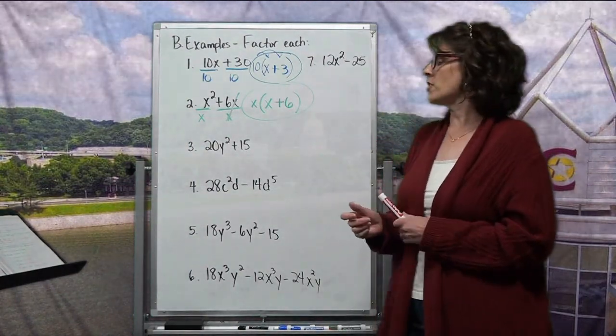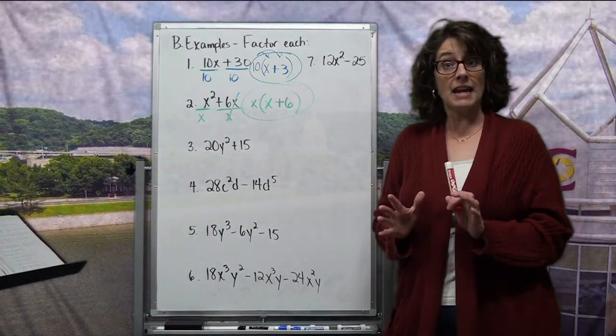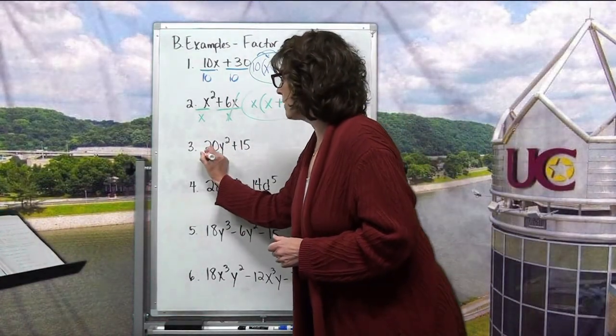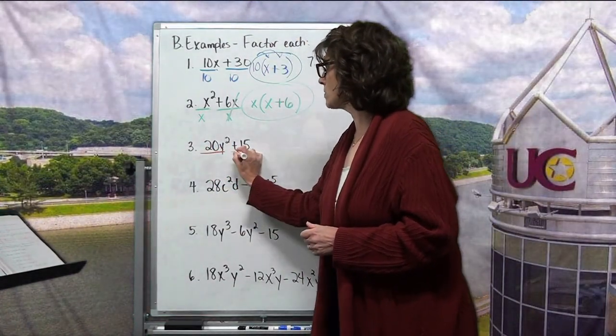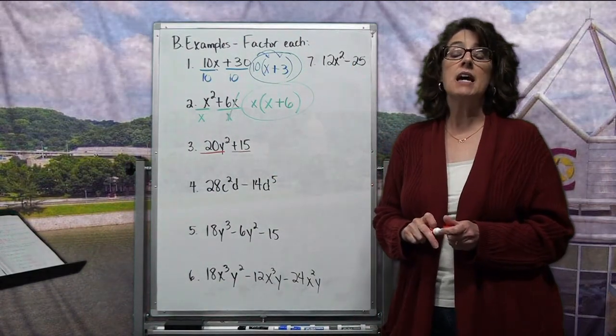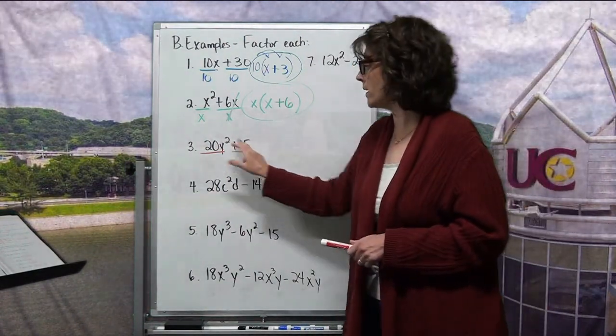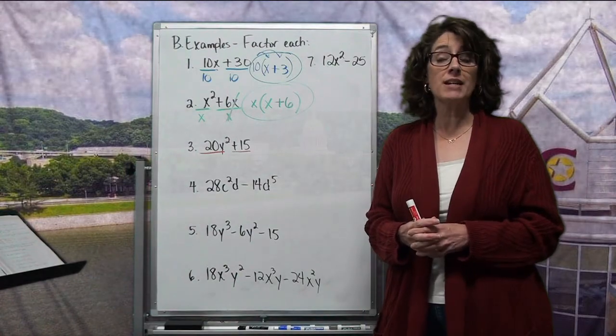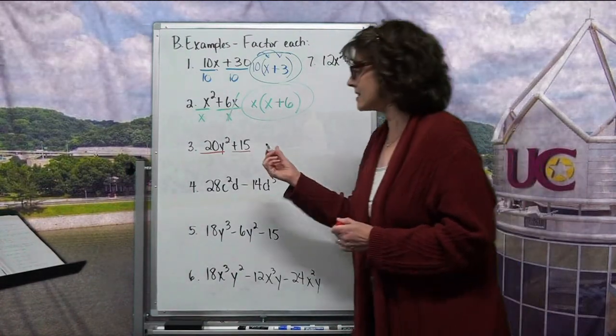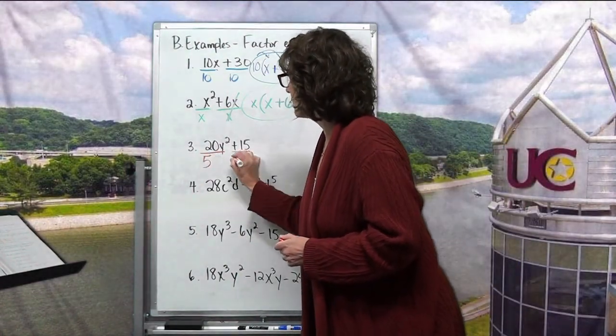So let's take a look at another example. In this one, again, I have 2 terms. So here's my first term with the 20y squared. Here's my second term with the plus 15. Now I'm going to look at those coefficients, 20 and 15. I'm going to say, what is the largest number I can divide out of both of them? Yes, they are both divisible by 5.